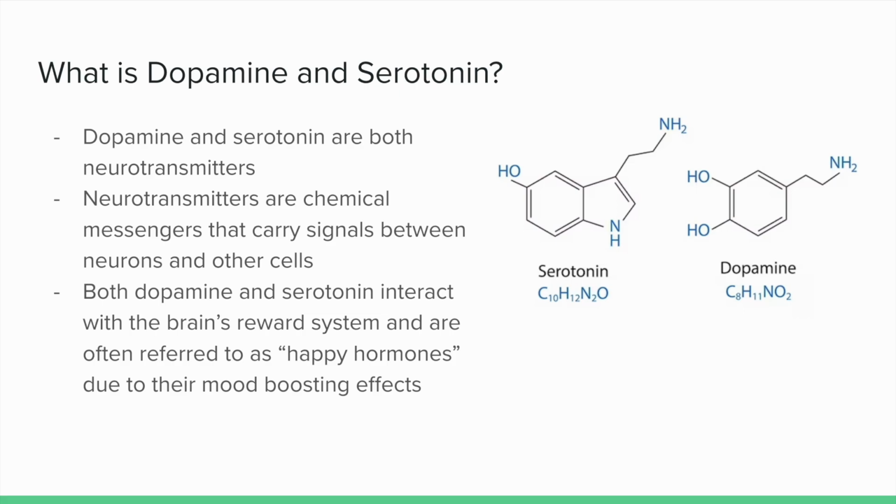And on the right, we have an image of the chemical structures of serotonin and dopamine. Something to note is that each of these chemicals has a hydroxyl group attached to the carbon, which is going to be important for chemical bonding.